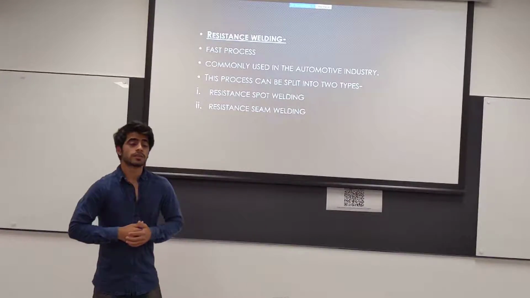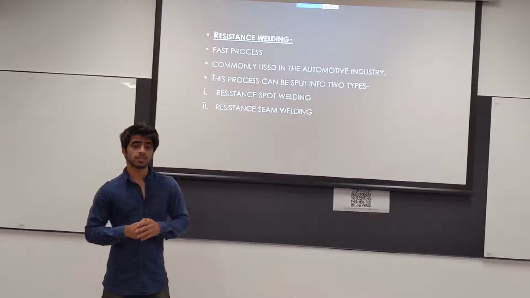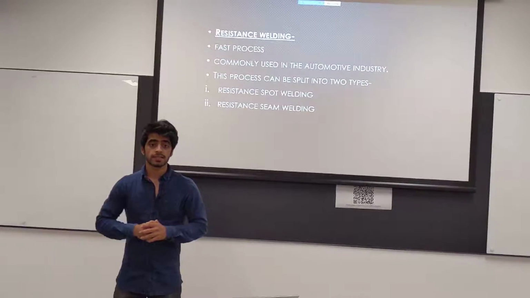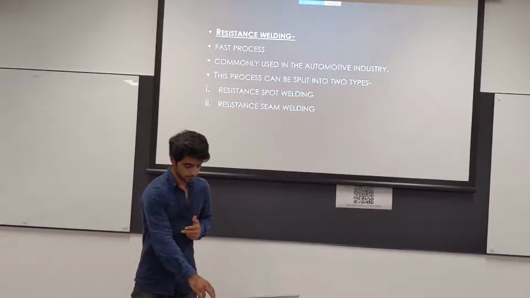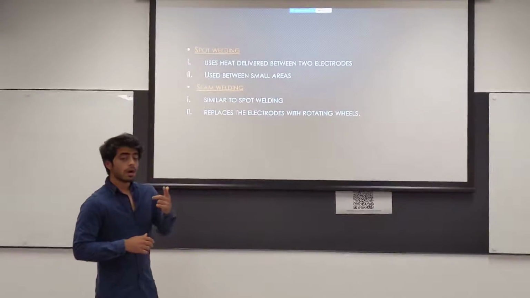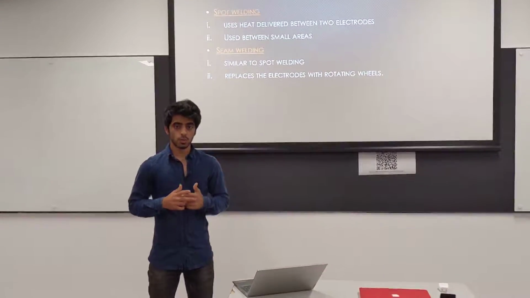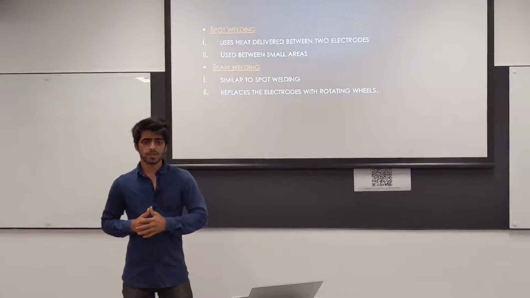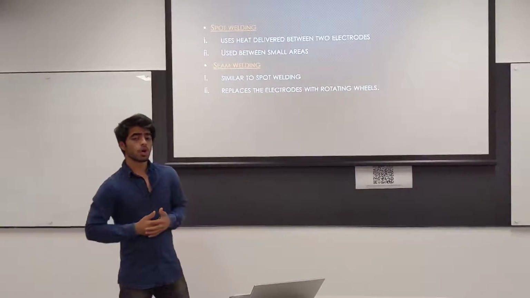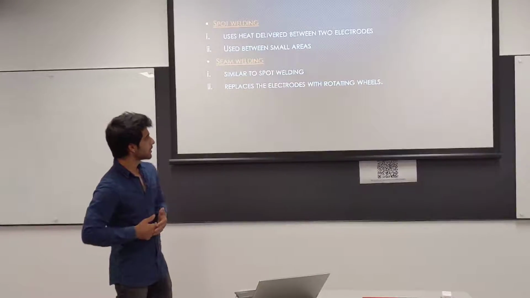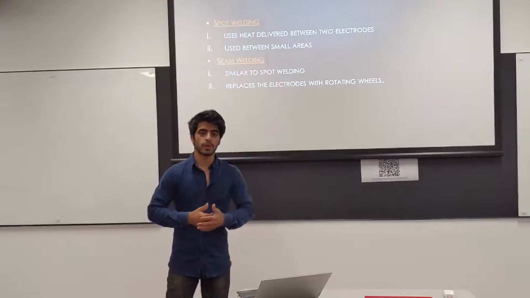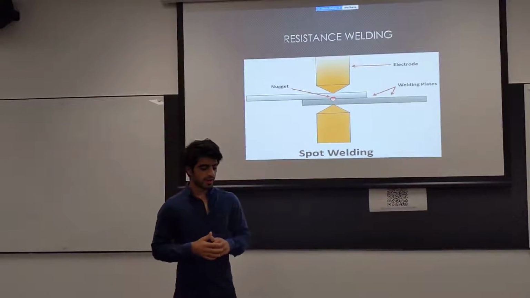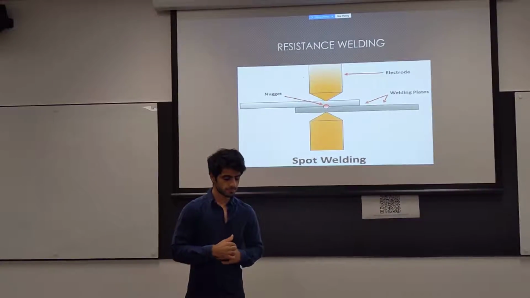Resistant welding. This is a very fast process which is commonly used in the automobile industries, and this process can be split into two types, that is resistant spot welding and resistant seam welding. Resistant spot welding uses heat delivered between two electrodes which is applied to a small area as the workpieces are clamped together. Seam welding is similar to spot welding, except it replaces the electrode with a rotating wheel to deliver a continuous leak-free weld. This is the schematic diagram of the resistant welding, in which a welding plate is used and electrode is placed on it to perform the spot welding.